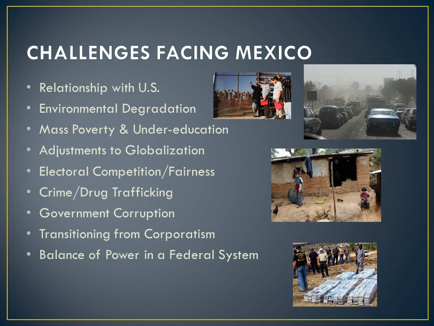The mass poverty that has spread, especially in the southern part of the country, and the lack of equal access to education and housing is also a major issue. Amongst other issues include more competitive elections, drug trafficking, the power of cartels, the government corruption that exists, including within the police force, and transitioning from a corporatist system to that more of a pluralistic and democratic system. The balance of power between the national level and subnational levels also continues to be an issue for Mexico moving forward.